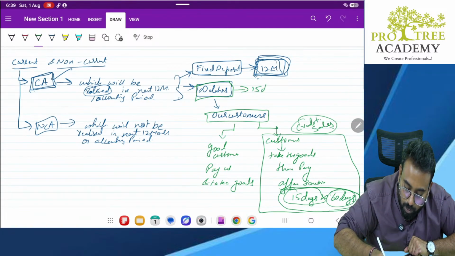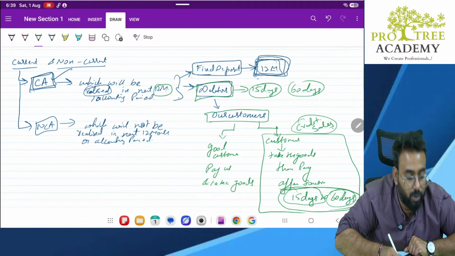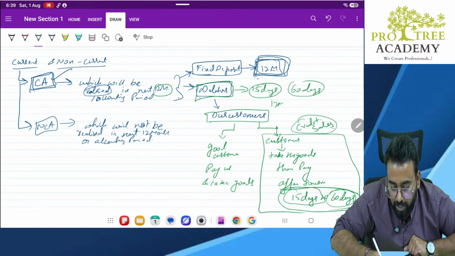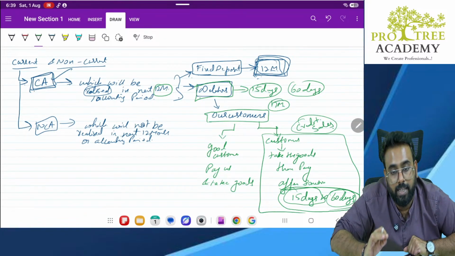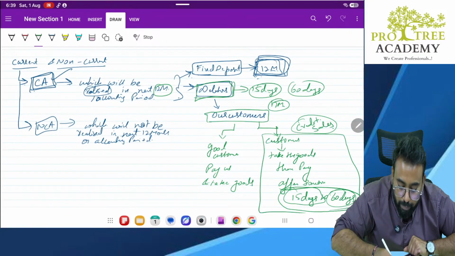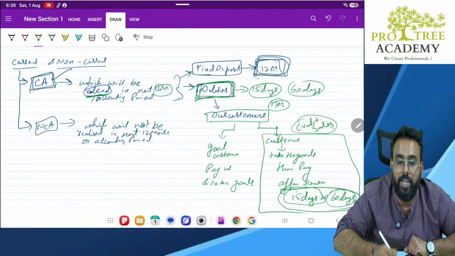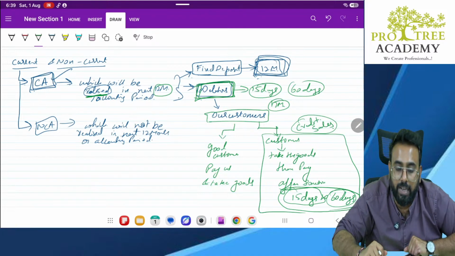Between 15 days to 60 days. Now, 15 days and 60 days is within 12 months, correct or no? It is less than 12 months, so it will come under current asset. Sir, here what do you mean by realization? You have used the word realization. With respect to debtors, how do you relate the word realization?